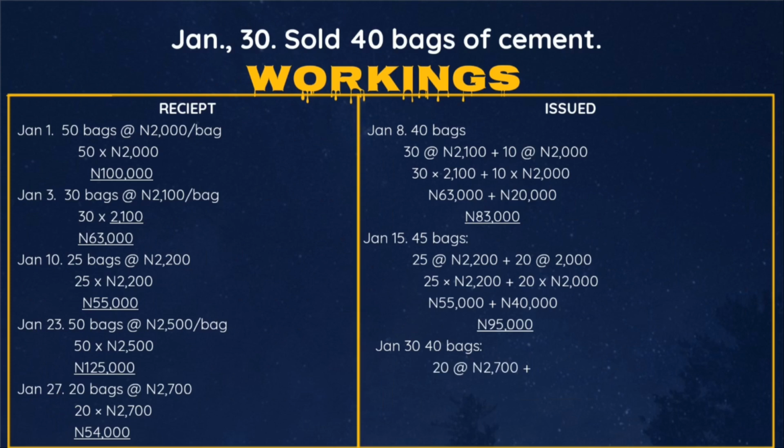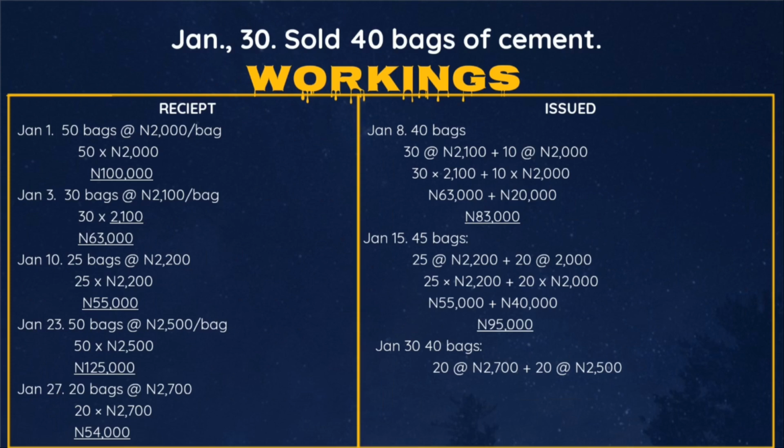Then we move on to our receipt side. Then which item came in before that? So that is the item that came in on January 22, which is 50 bags of cement, which means the remaining 20 will be taken from the 50 bags of cement, which is at the rate of 2,500 naira. So that will be 20 bags at 2,500. So 20 plus 20, that's 40 bags that we need.